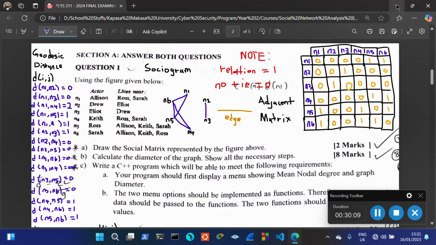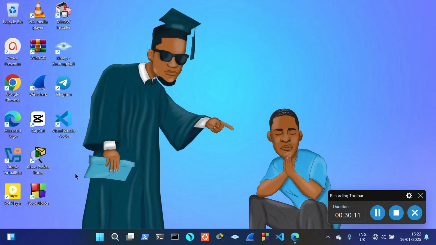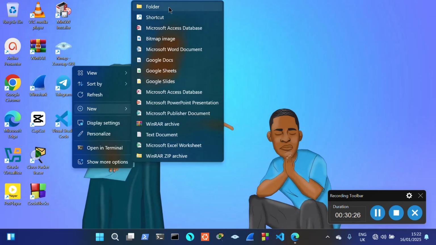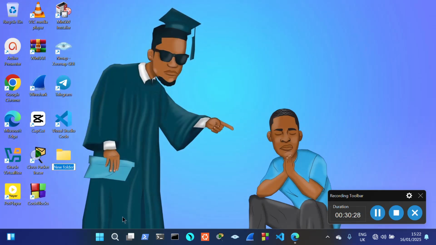So first step in C++, you go maybe to desktop, but this is just for the video. During an exam, you write everything on your paper, okay? But I'll take it as if you have a laptop. So you need to right click, then create a folder where you want to put your stuff. For example, I can name it social network analysis. So let me just say CYS211 because that's the course code.